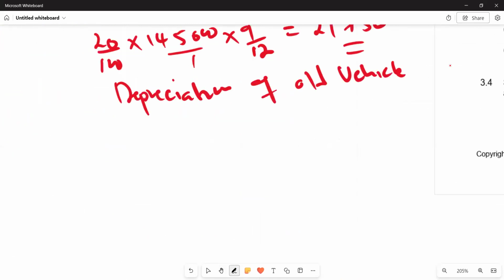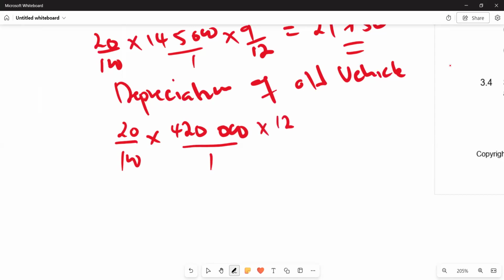So 20% becomes 20 over 100. And then you multiply by 420,000, which is the carrying value of the old vehicles. And the number of months stayed, remember these vehicles were there the whole year, so it's times 12 over 12. This is exactly 1 year. And when we calculate there, your answer is 84,000.